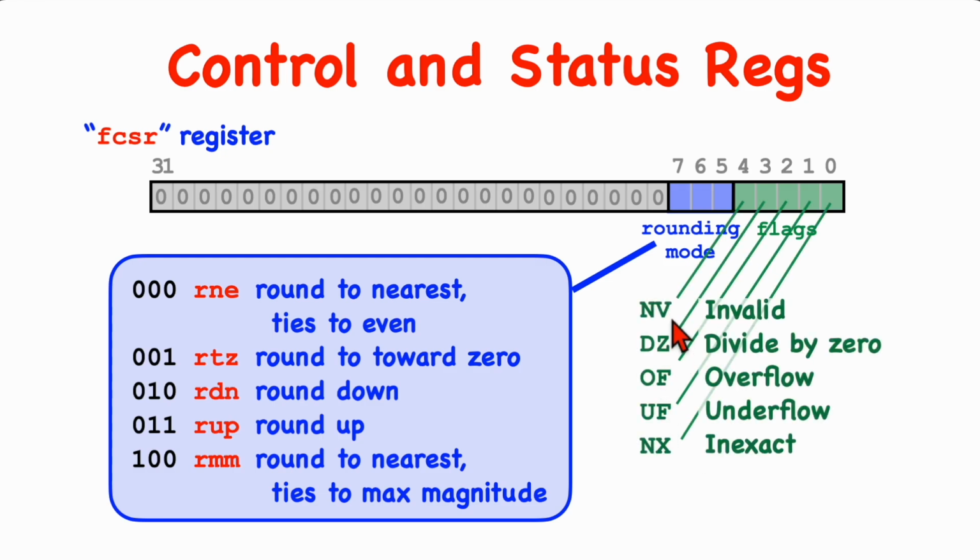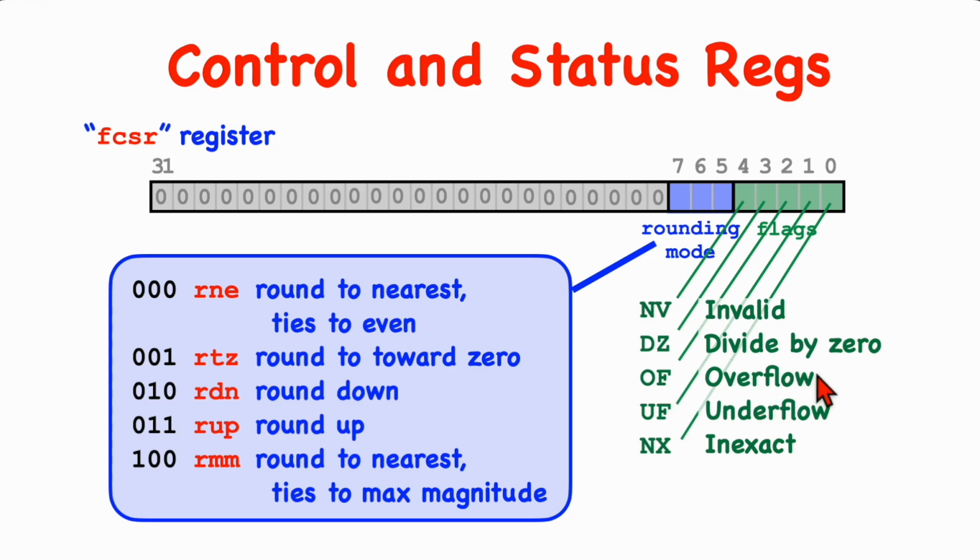For the flag bits, we have a number of bits that would be set by any instruction if the particular condition occurs. So after a series of several instructions, a larger computation, we can then check these bits to see whether any one of these conditions has occurred. The invalid bit is set if an invalid operation, for example, adding positive and negative infinity, occurs. The DZ bit, that's this bit number 3, is set if we try to divide by 0.